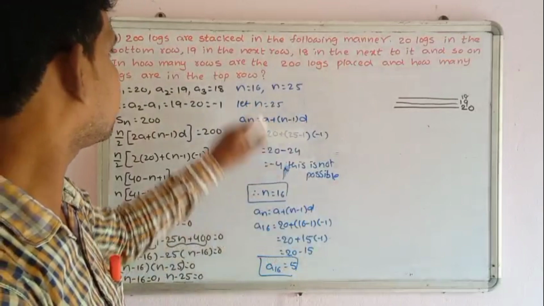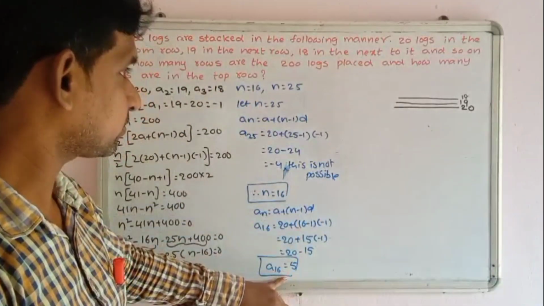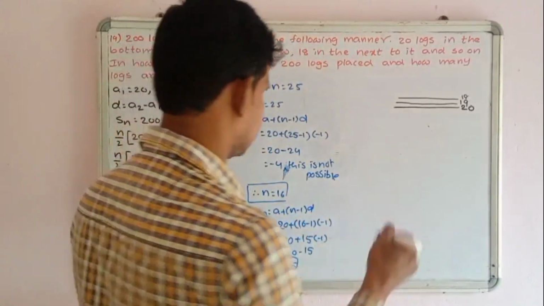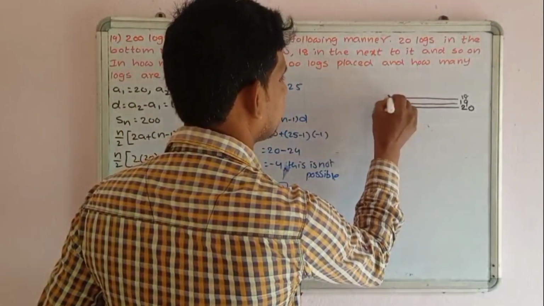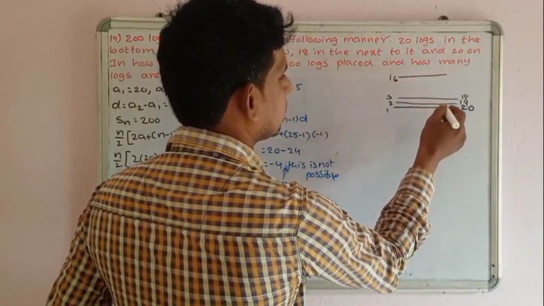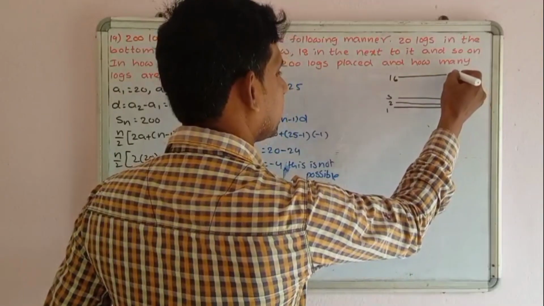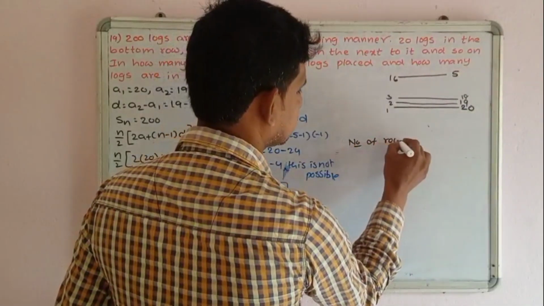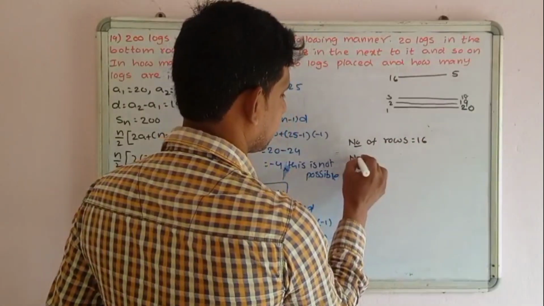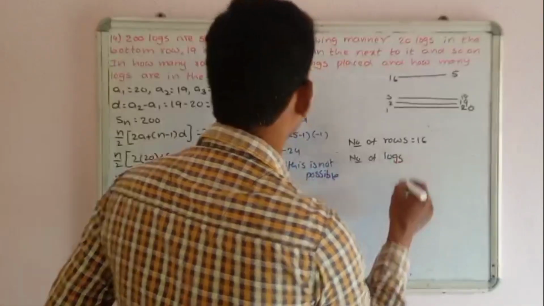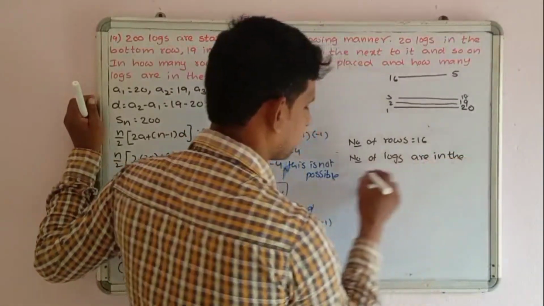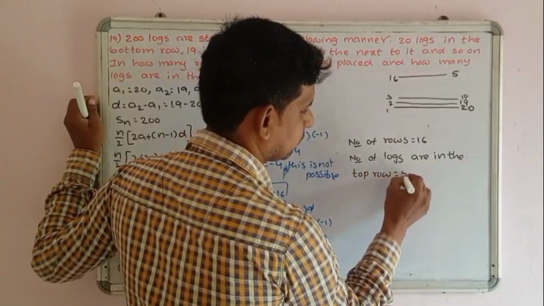So the final conclusion is the number of rows is 16. The number of logs in the top row is 5. Therefore, this is first row, second row, third row, like this, the number of rows is 16. So this is 20, 19, down to 5. The number of logs in the top row is 5.